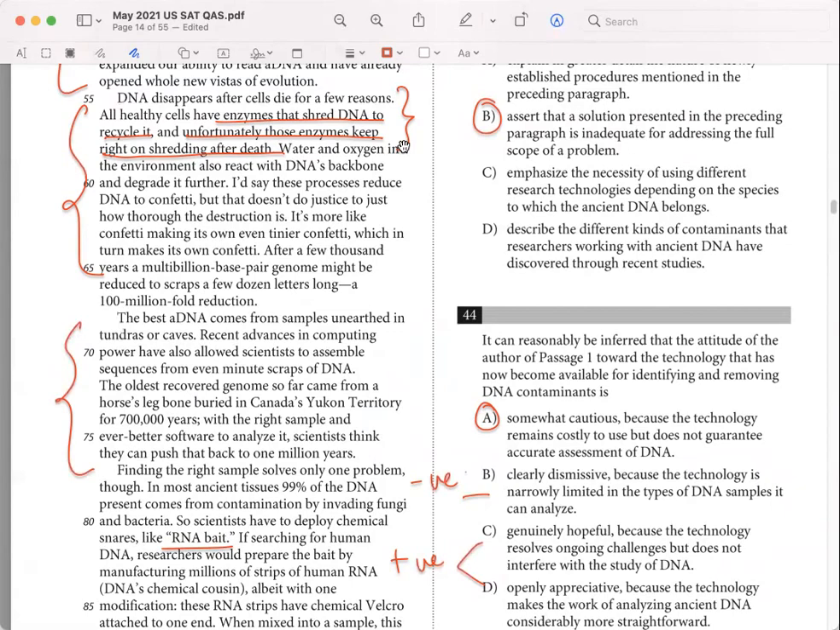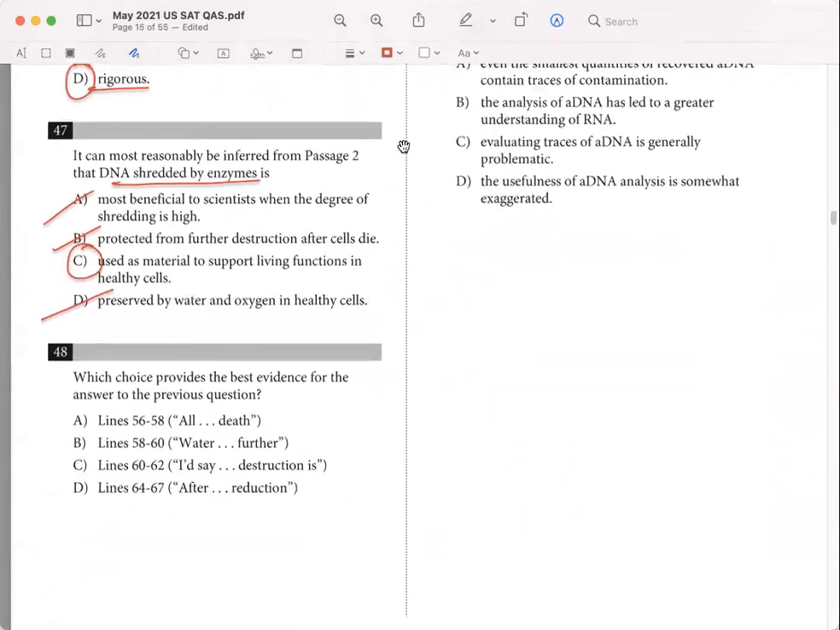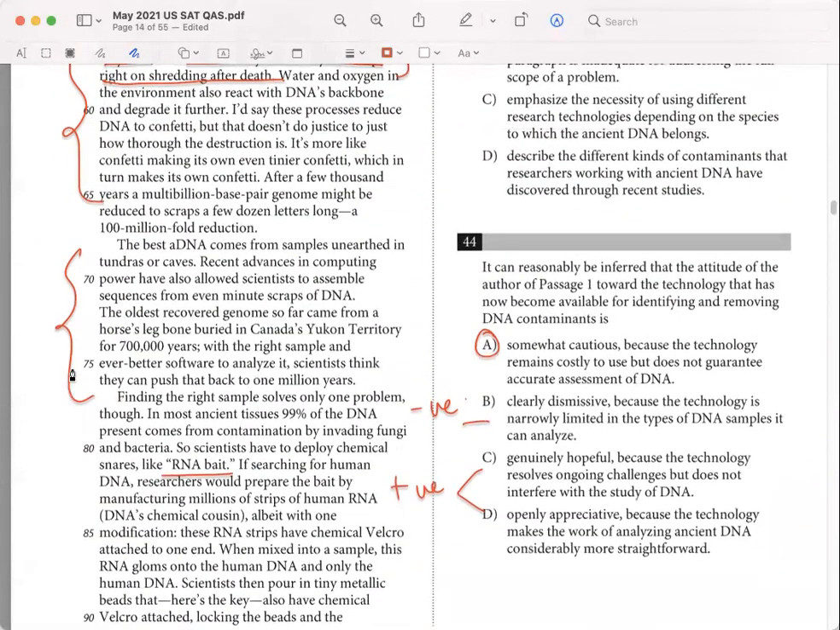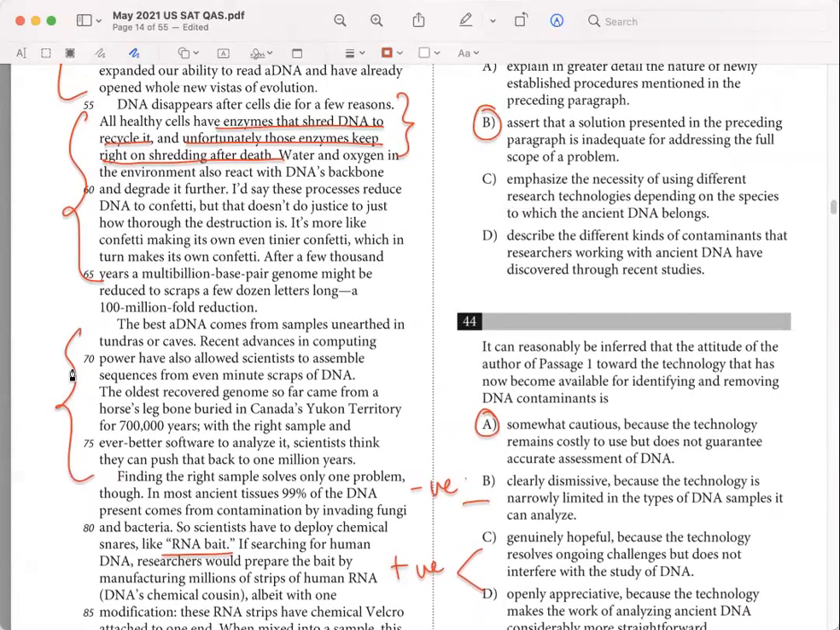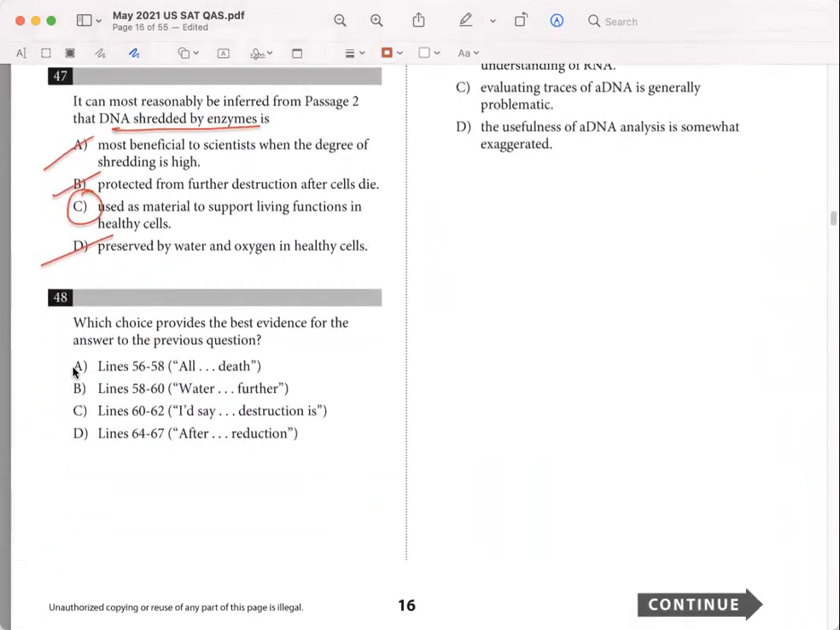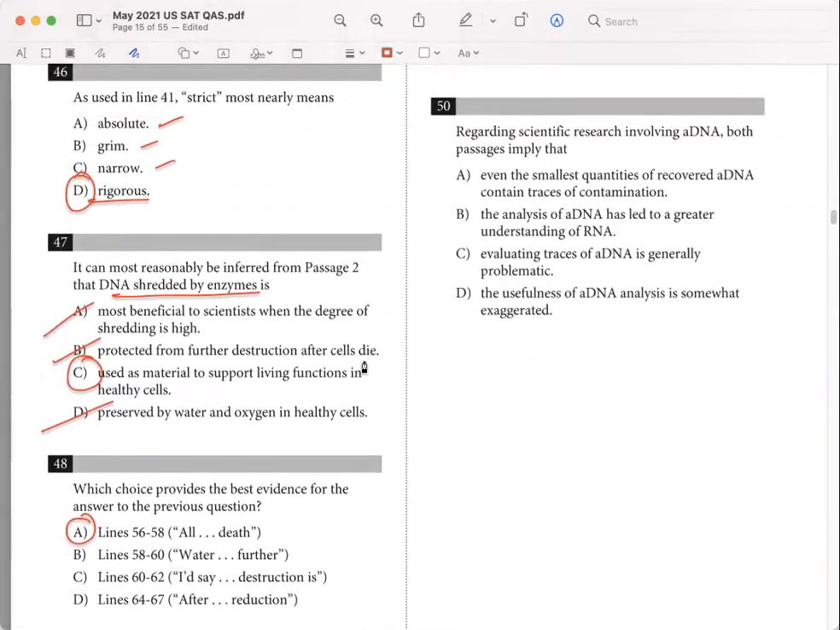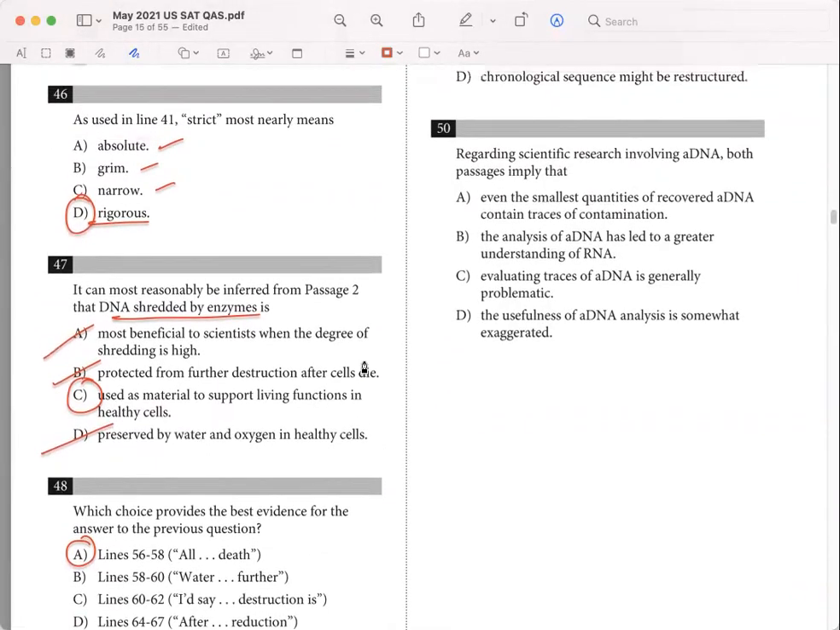So that's lines 56 to 57. That's the evidence. Yes, 56 to 58. That shred DNA to recycle it. And unfortunately, those enzymes keep right on shredding after death. Right. So, yeah, so it is option C. Okay, so that was the first part of that line is evidence for option C.